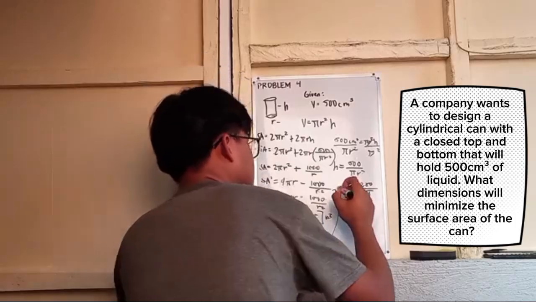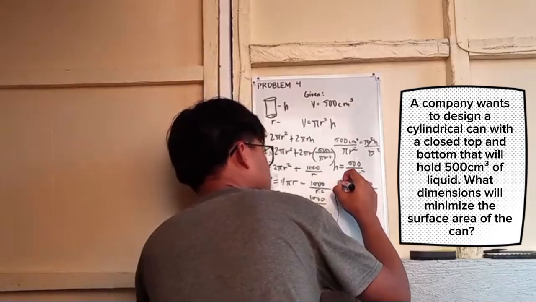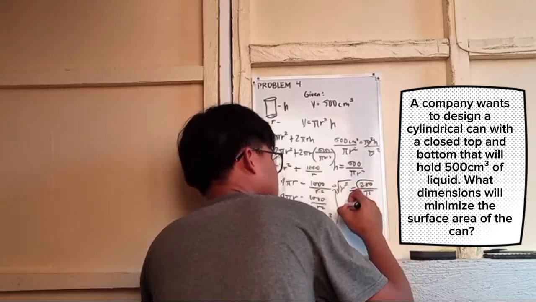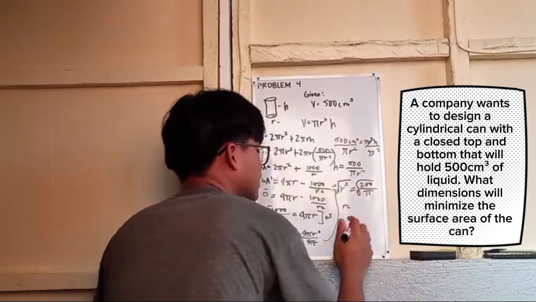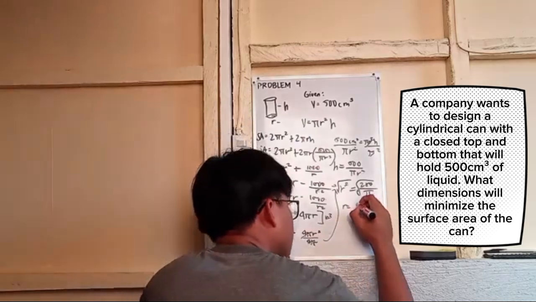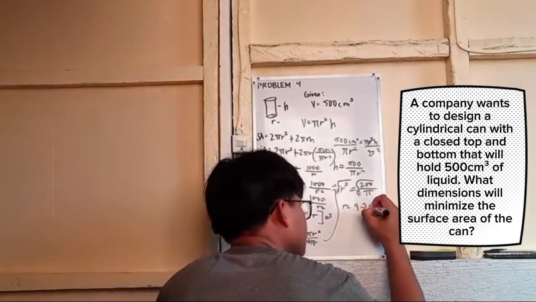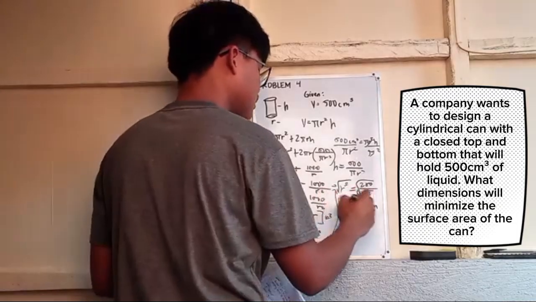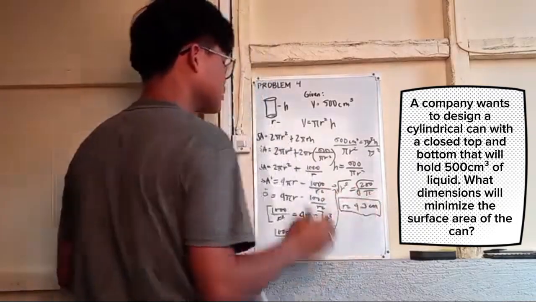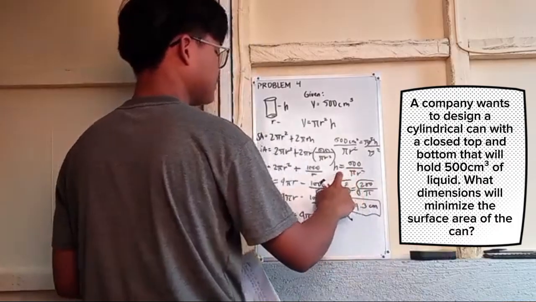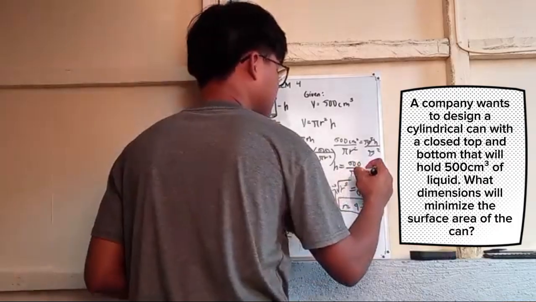Then we'll cube root both sides so that we'll get the value of r. Then we will get the value of 4.3 centimeter. So now that we have the value of the radius, we're going back to the formula in getting the height.